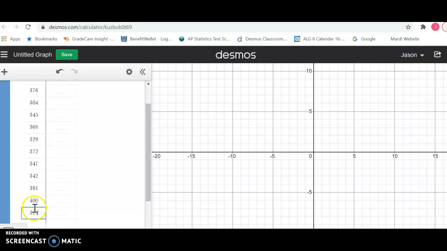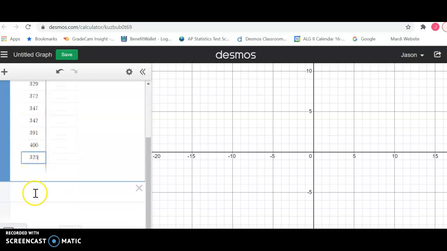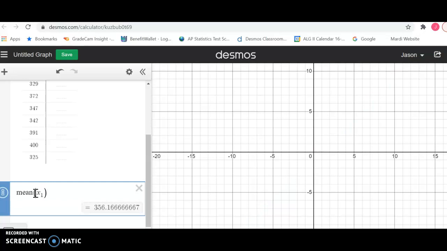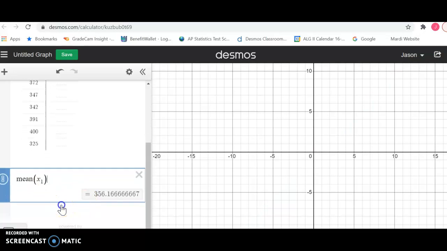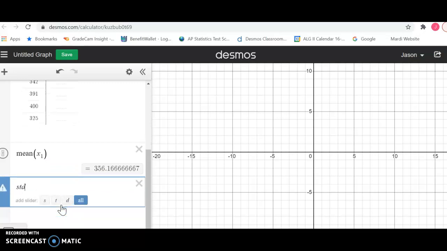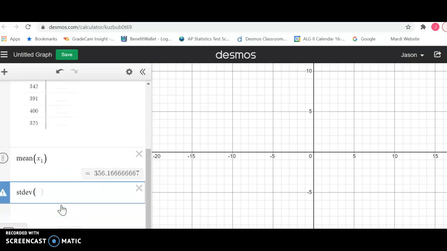Okay, I think that's it. That's 2, 4, 6, 8, 10, 11, 12. Perfect. Okay, next line down, we're going to type in those things for mean. We're going to do the mean of x underscore 1. That'll give you a subscript, and it'll tell you what the mean is, the average. We can do standard deviation, that's the abbreviation for it, of x underscore 1. And there's the standard deviation, the sample standard deviation. So that's where those values came from, the mean and the standard deviation.